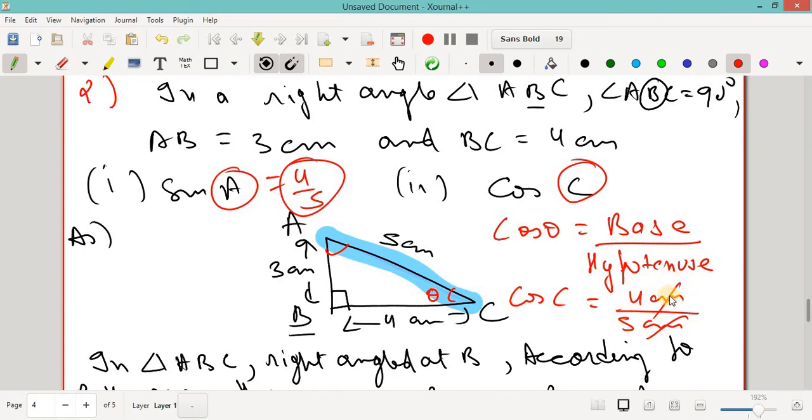Always write the unit and cut it off, so that we know it is in the simplest form, that is 4 by 5. Is it clear? In both cases the answer is the same, only because the angle is different. In this case it is angle A, in this case it is angle C. This is a simple question showing how to do questions without learning the formulas for cos theta and tan theta by heart.